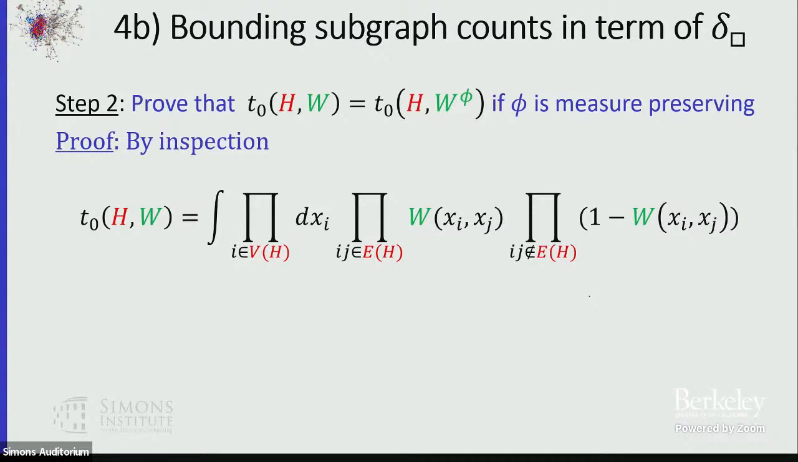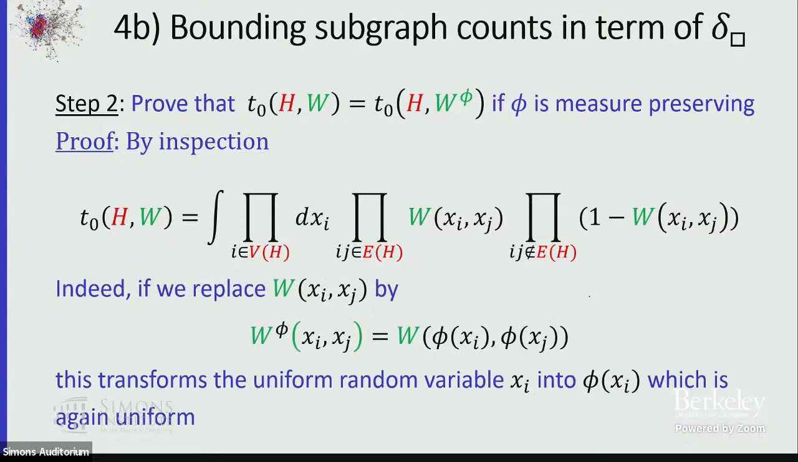This is again one of these proofs by inspection. So let's inspect it again. If I replace this W by W phi, what does that mean? Everywhere in here, instead of xi, I have phi of xi. This integral is just an expectation with respect to k independent uniforms. And if the xi's are uniform, then the phi of xi's are uniform. That was your definition of a measure preserving transformation. So this is still an expectation over k independent uniforms. So you get this, and that step is also easy.